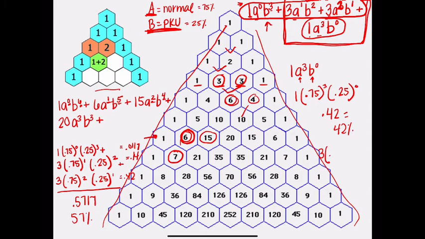3 times 0.75 to the first times 0.25 to the second. 3 times 0.75 squared times 0.25 to the 1. And 1 times 0.75 cubed times 0.25 to the 0. And I'm going to add those up. I'm doing this on my phone, so it's taking me a second longer.